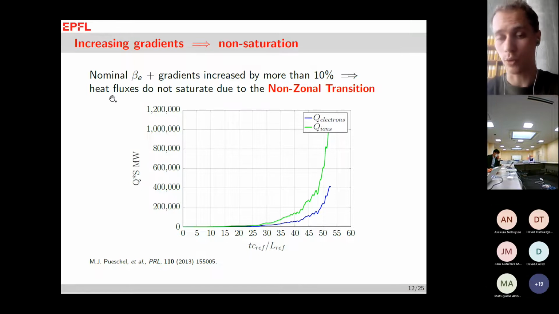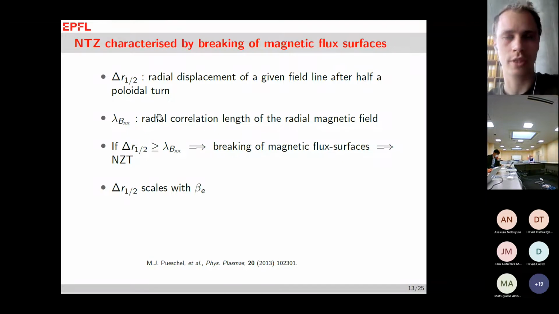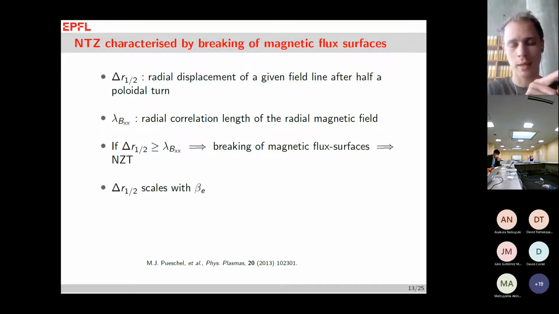In order to verify that this runaway is due to the non-zonal transition, we have used a diagnostic that has been developed to check exactly this. It works in the following way. You take a field line and follow its half poloidal turn, and look at how much it is radially displaced. Normally, a field line is slightly radially displaced after a half poloidal turn, but then it comes back after the second half.